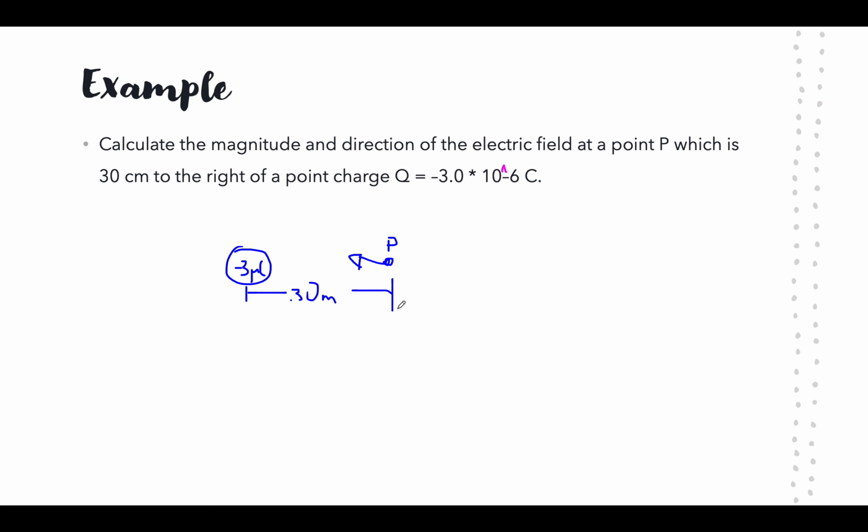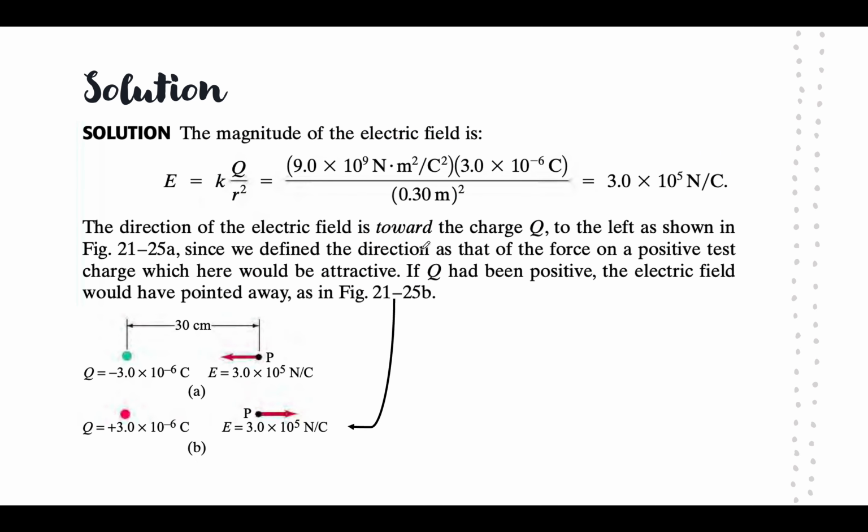So let's look at how your textbook solved this example, okay? As we can see, the magnitude is kq over r squared, and the direction is towards the charge, right? Because, as we said, there would be a positive test charge here. This charge is negative, opposite charges attract. Okay? Here we go. If the charge would have been positive, then the electric field would have pointed away from the charge.